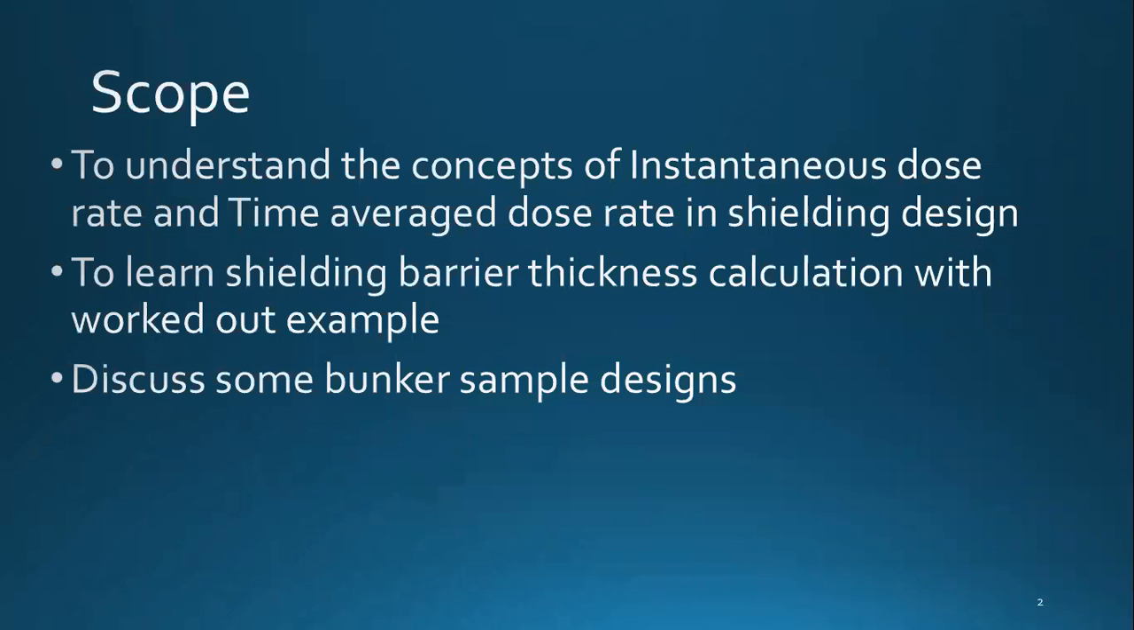The scope of this lecture is that the student should understand the concepts of instantaneous dose rate and time average dose rate in shielding design. Number 2, to learn shielding barrier thickness calculation with some worked out examples. I would like to make it clear here, I have given only one worked out example and I expect the student to refer to NCRP 151 and IAEA Safety Report Series 47 to learn more, and to try more worked out examples.